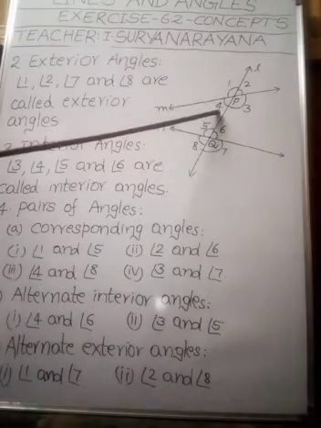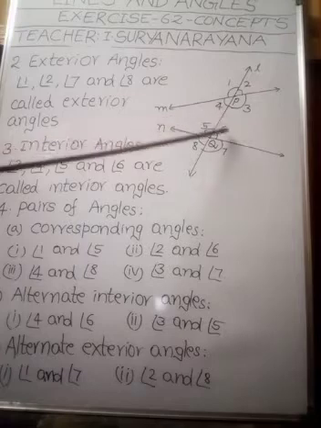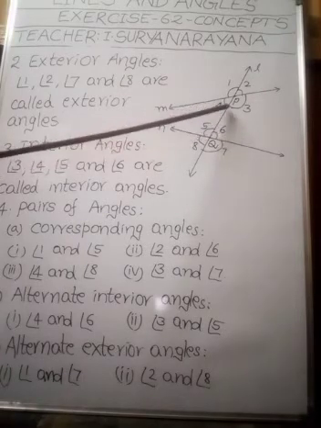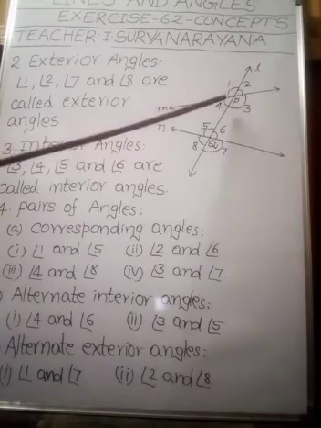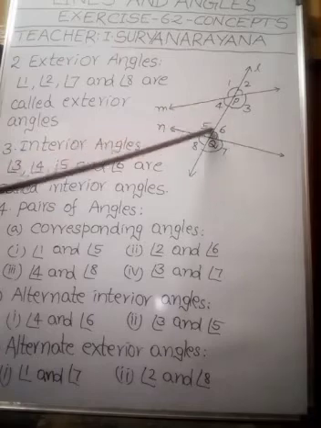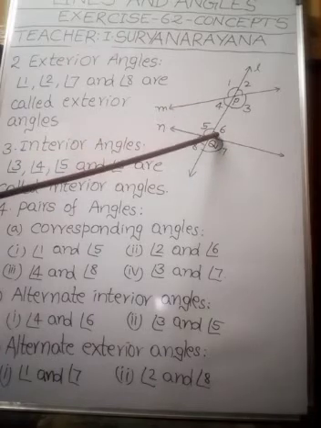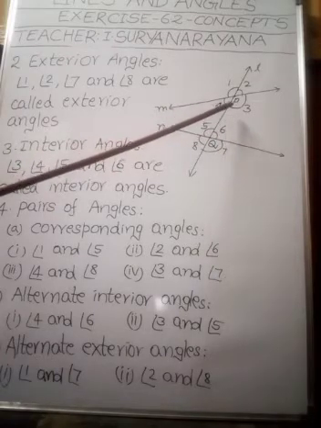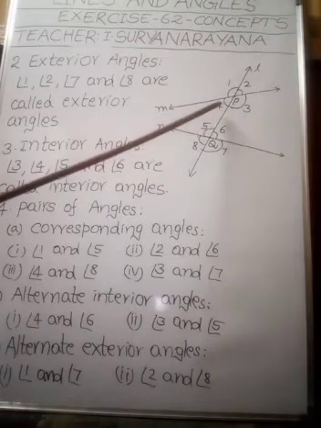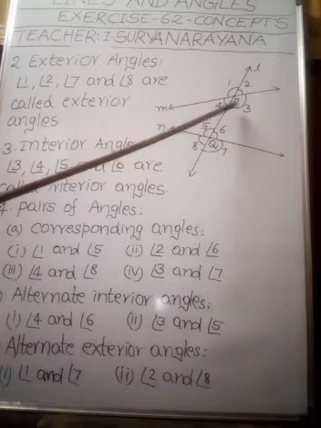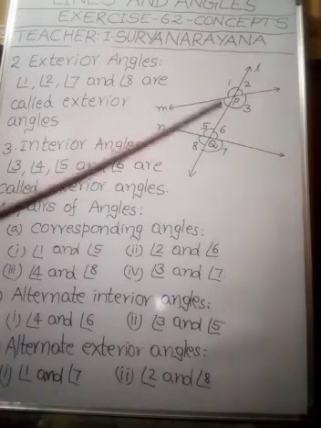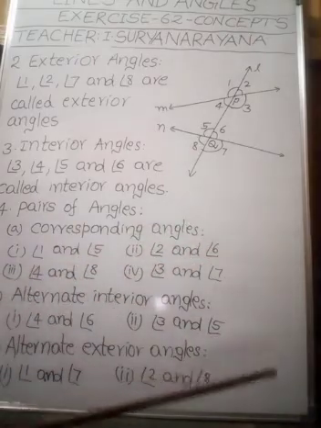Angle 4 and angle 6 are said to be alternate interior angles because angle 4 is on the left side of the transversal and angle 6 is on the right side of the transversal, and moreover they are not adjacent angles. But if you take angle 3 and angle 4, they are on either side of the transversal but they are adjacent angles. That is why these two angles are not said to be alternate interior angles.